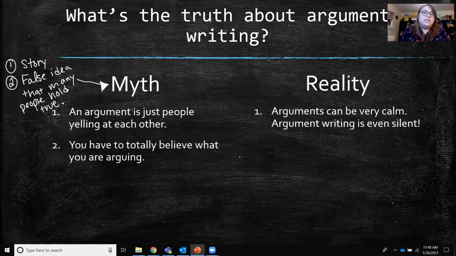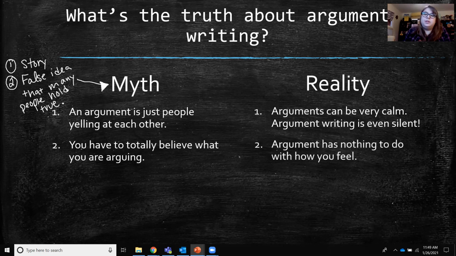The second myth that we talk about is that you have to totally believe what you're arguing. Again, this is not true. The reality is that the argument has nothing to do with how you feel. And this is something that once again comes back to your GED test. When you deal with the argument writing and the argument readings, usually they're about topics that we don't really have a strong opinion about. So we don't have to totally believe what we're talking about to be able to have a good argument. You don't have to feel strongly about it. You just have to be able to create an argument around it. And we're actually going to practice this in just a few minutes.